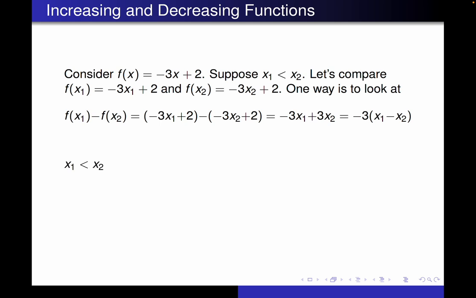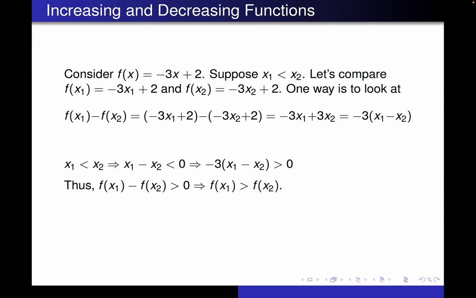Now we know that x1 is less than x2, and so if we subtract x2 from both sides, we get x1 minus x2 is less than 0. So if we look then at what f of x1 minus f of x2 is, it is negative 3, which is a negative number, times x1 minus x2, another negative number. A negative number times a negative number is a positive number, so that's greater than 0. That tells us that f of x1 minus f of x2 is greater than 0, and if we add f of x2 to both sides of that inequality, we get f of x1 is greater than f of x2.